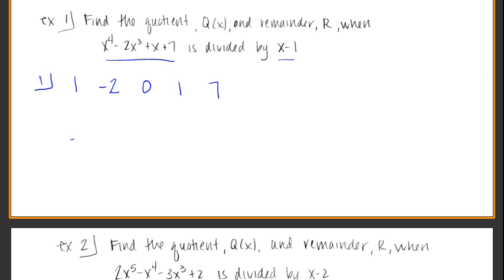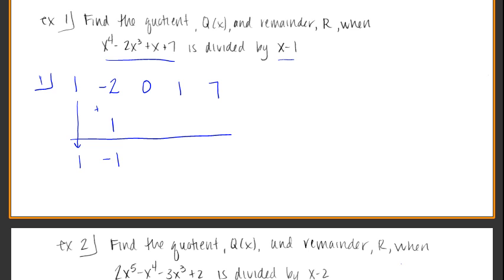So how we're going to do this, we're going to draw a line, and we're going to leave some open area in here. We always take the first number and drop it down. So it's 1. Take that number, multiply it by the box. So 1 times 1 is 1, and put it right here in the middle. Then we're going to add this up. So negative 2 plus 1 is negative 1.